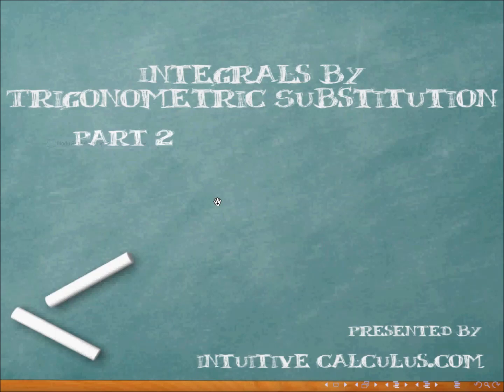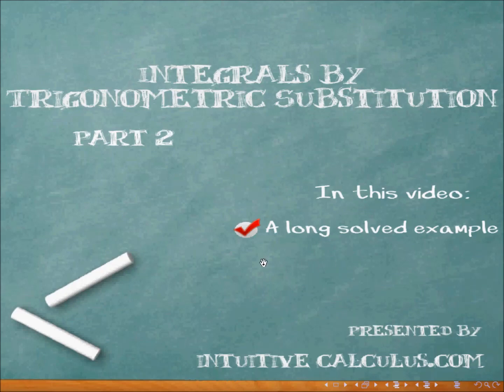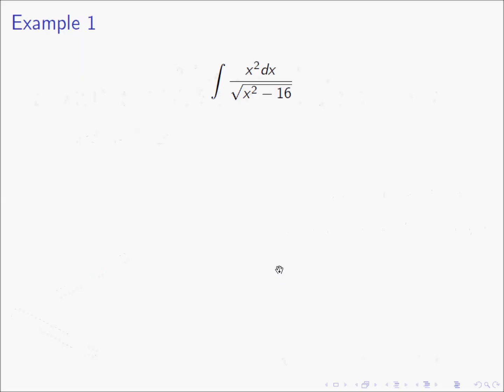Welcome to part 2 of trigonometric substitution. In this second video we're going to solve a very long problem using trigonometric substitution. We're going to try to find this integral: x squared over the square root of x squared minus 16.